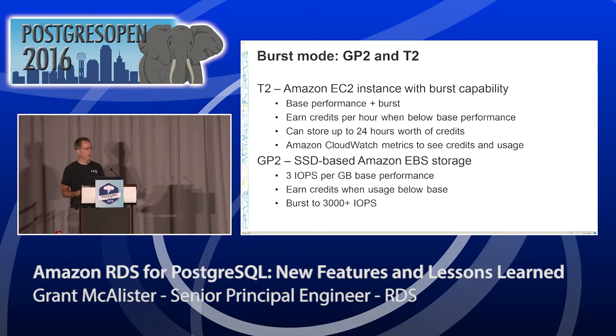So we have the T2 line, which is our instance classes, that essentially store up CPU credits for 24 hours, and then you can use them. And there's a metric for that I'll show. And on GP2, our EBS volume type, that does the same thing where you get 3 IOPS per gigabyte. So if you buy 100 gigabytes, you get 300 IOPS. If you don't use those 300 IOPS all the time, you're storing those IOPS up, and you can use them to burst up to about 3,000. And I say about, because we sometimes use multiple volumes under the covers for RDS, so sometimes you can actually burst to higher than 3,000 with larger sizes.